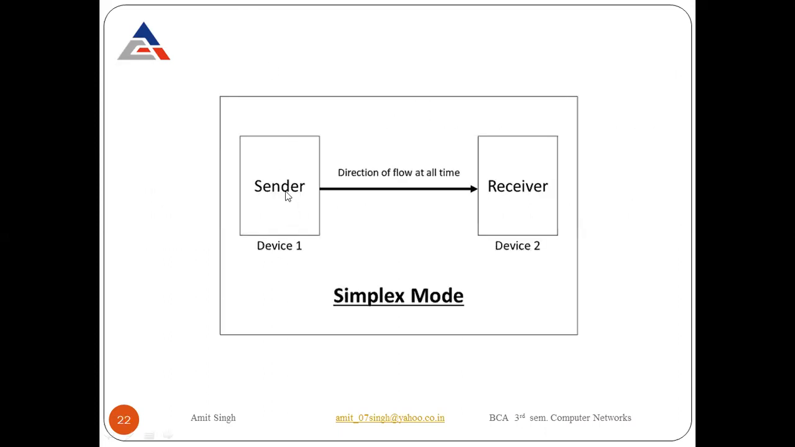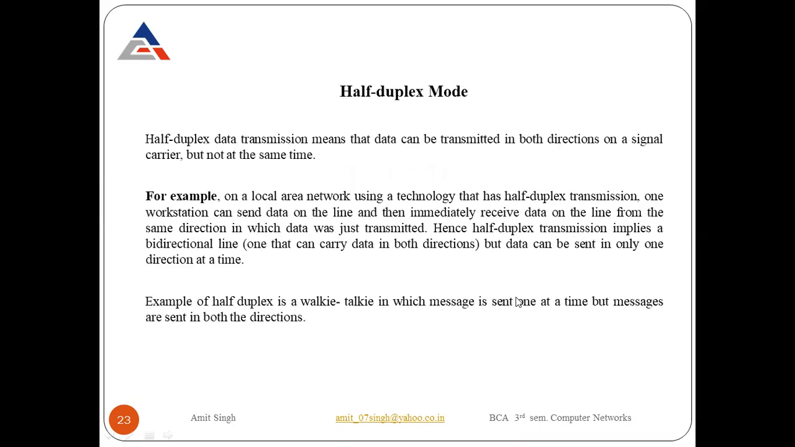Now the next diagram is sender one. This is sender, receiver. This is device one, device two. Direction of flow all the time, at all time. Whenever a communication is held, the direction of the data is unidirectional. Only in this case, device one is able to send the data to device two, but device two cannot send the data towards device one. This is called simplex mode. Second, half duplex mode.